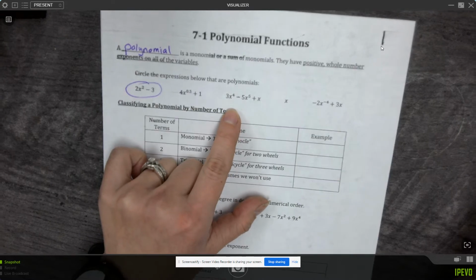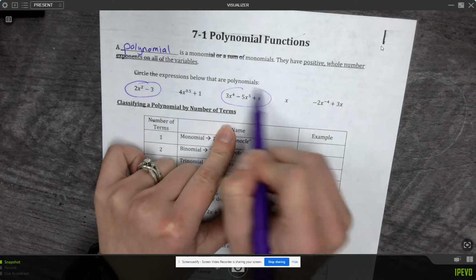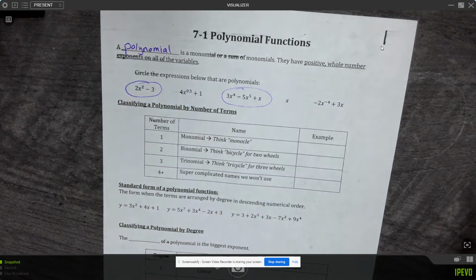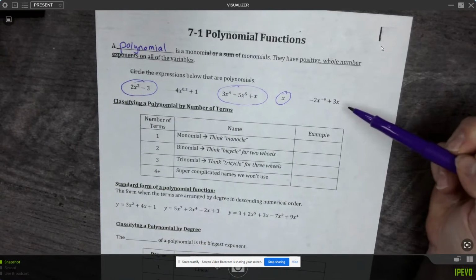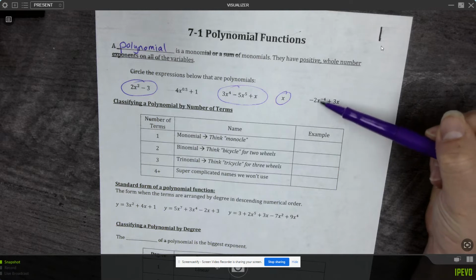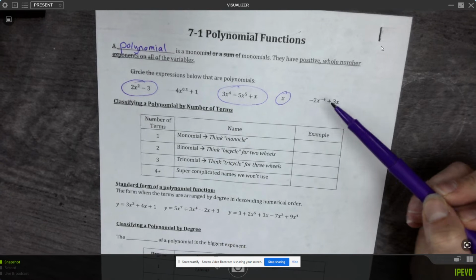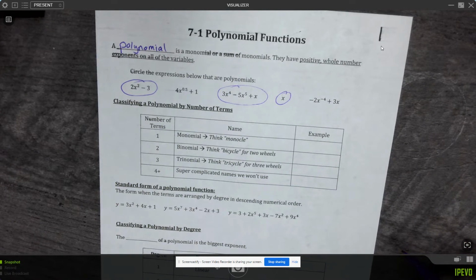3x to the 4th minus 5x to the 5th plus x is a polynomial. Because remember, when it's x to the 1st, and 1 is a positive whole number, which means just x is a polynomial. And our last one is not, because we have negative 2x to the negative 4th plus 3x. That negative 4 is not positive and whole. Polynomials cannot have any type of a root in them. So like the square root of x, it's not a polynomial. Has to be positive whole number exponents, no roots on them.